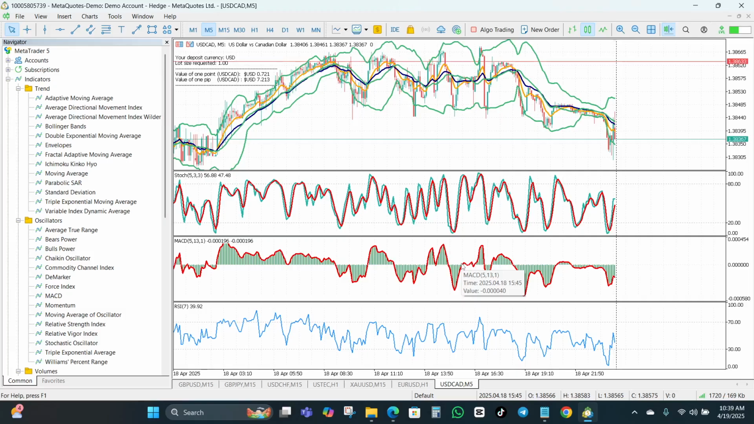Okay, and the beauty is you don't need to download anything. Okay, these tools are already inside your MT4 and MT5 platforms. You just need to set them up properly and test them on your preferred pairs and time frames.